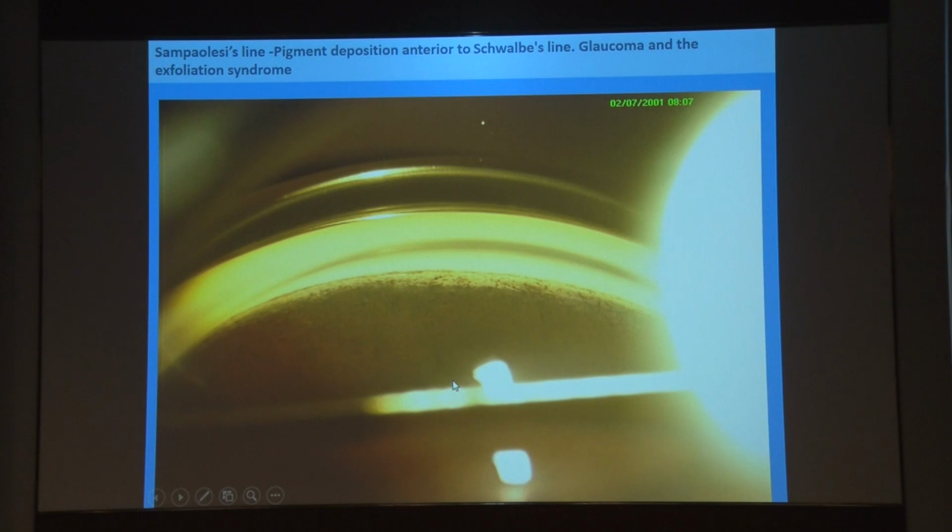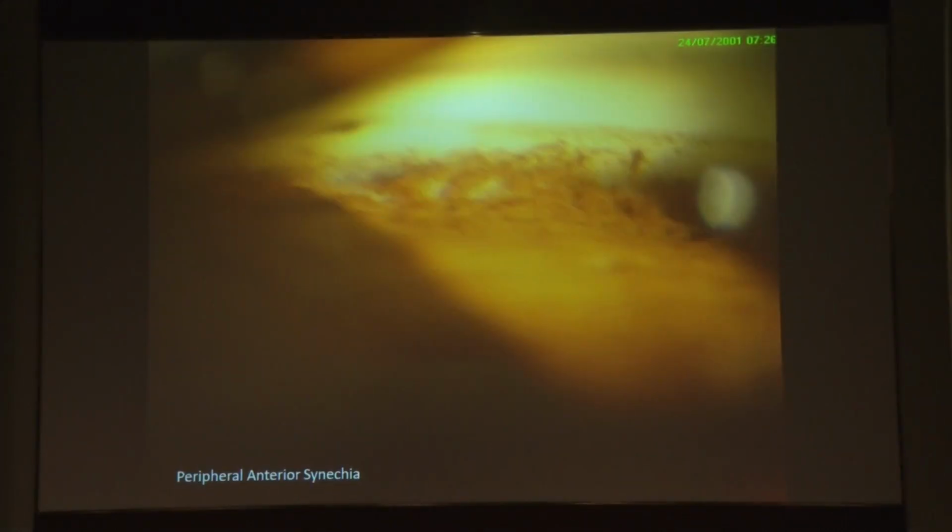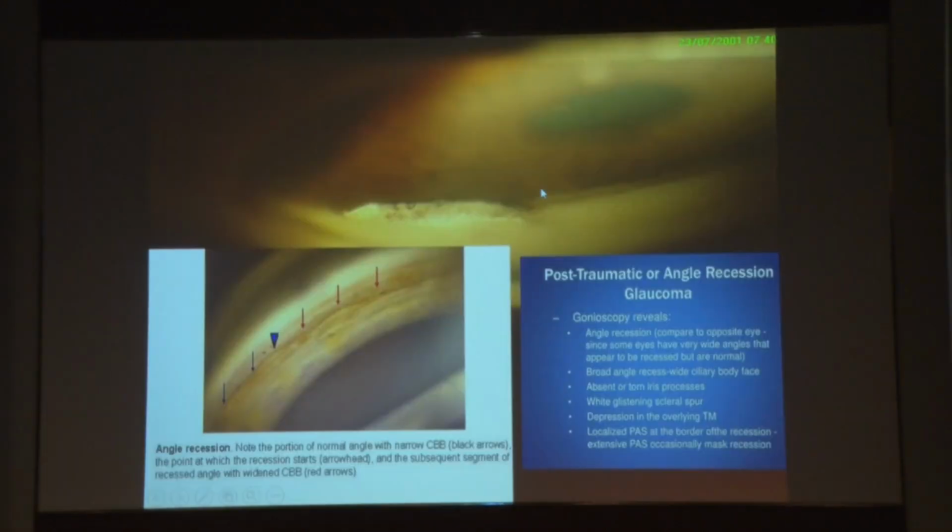So this is the Sampaolesi line, which is pigment deposition anterior to the Schwalbe's line that you see out there. And this you can actually see in exfoliative syndrome. Then comes the peripheral anterior synechia. That's how you could see it on gonioscopy. And this is angle recession that you see.